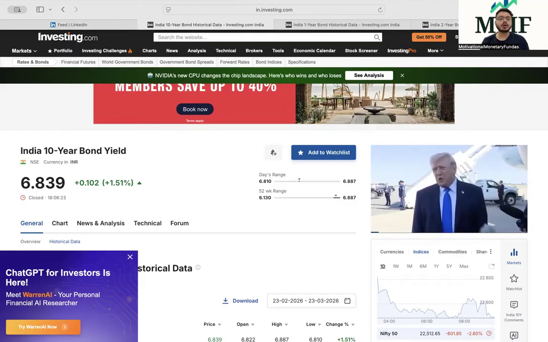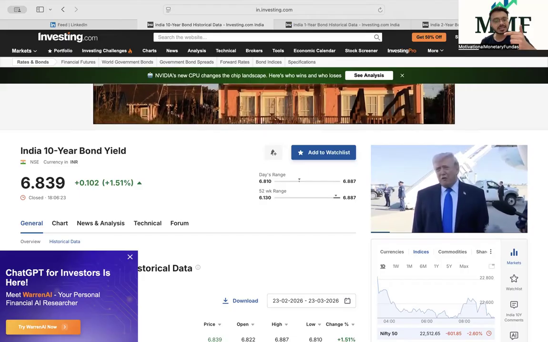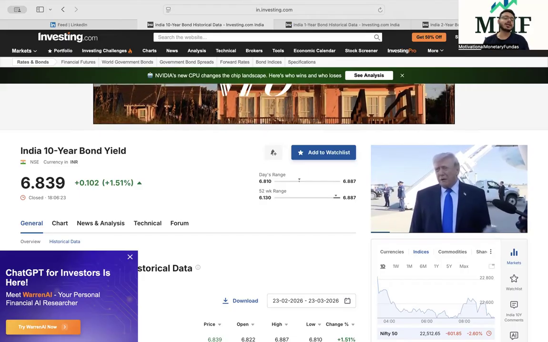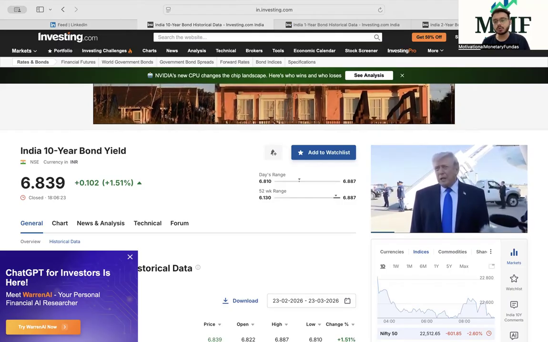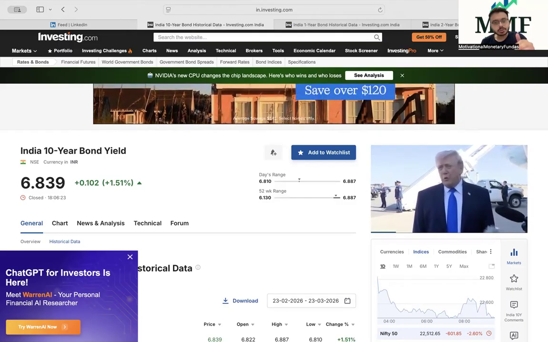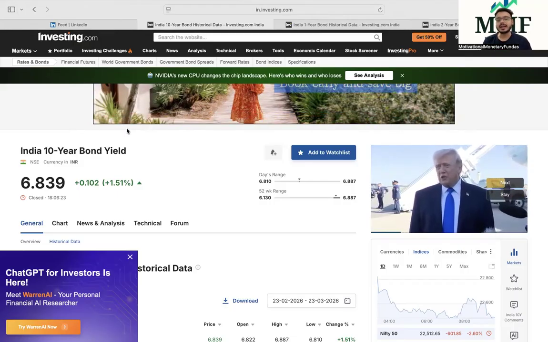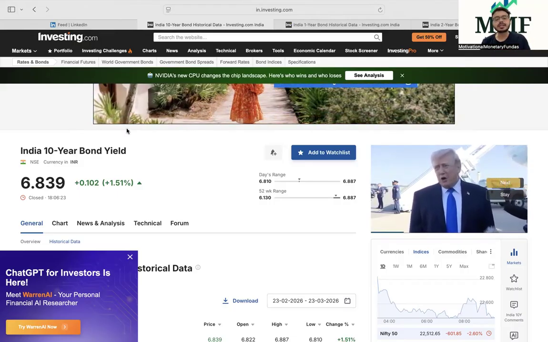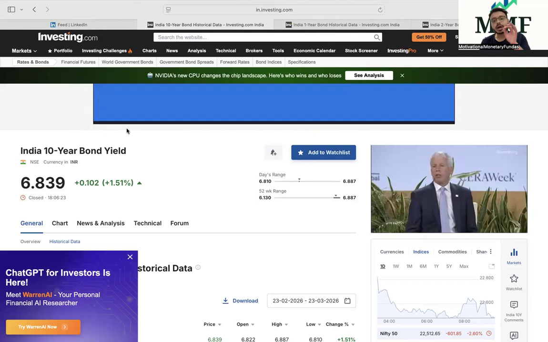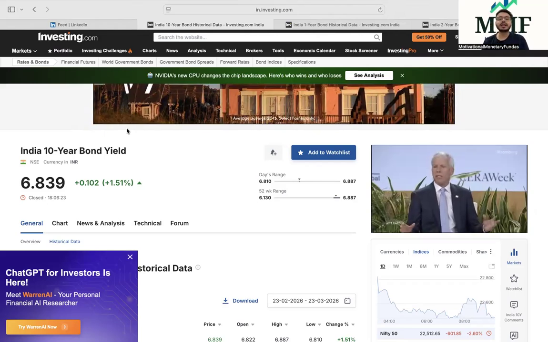So as on today, 23rd March 2026, we witnessed a bear flattening of the yield curve, where the shorter tenure bond yields rose much faster vis-a-vis the longer tenure bond yields. Just to give you a classic example. As we see on this screen, the longer tenure bond yield currently stands at 6.83%, risen by 1.51% in one single day.